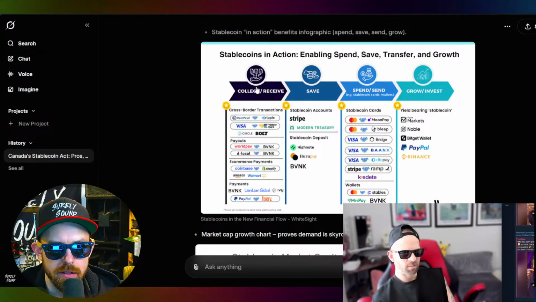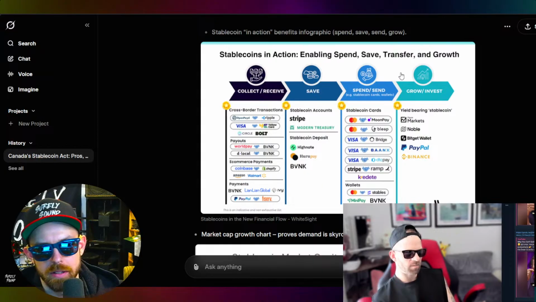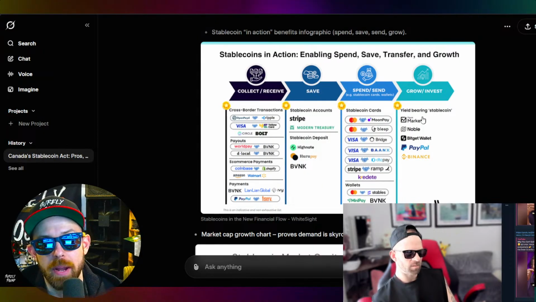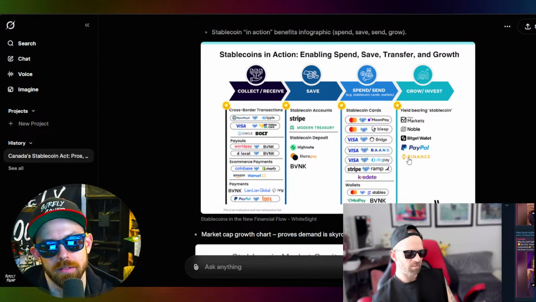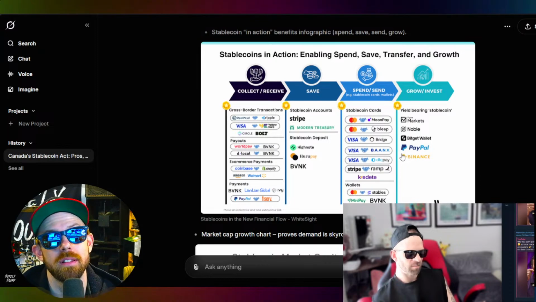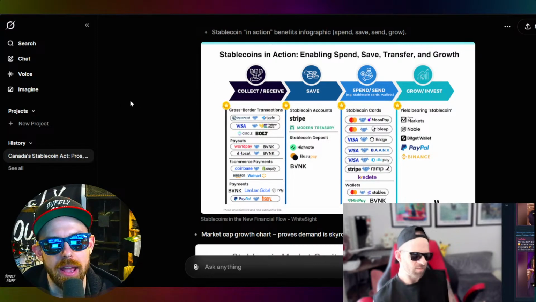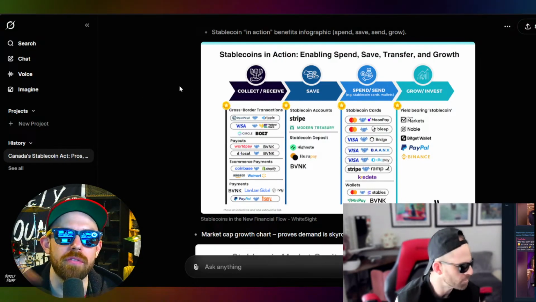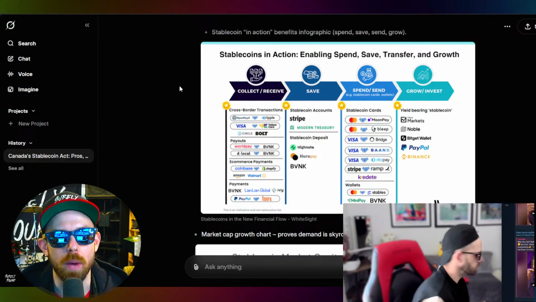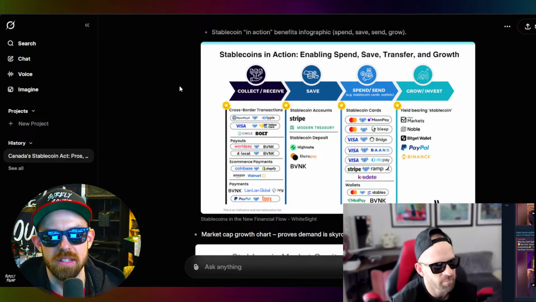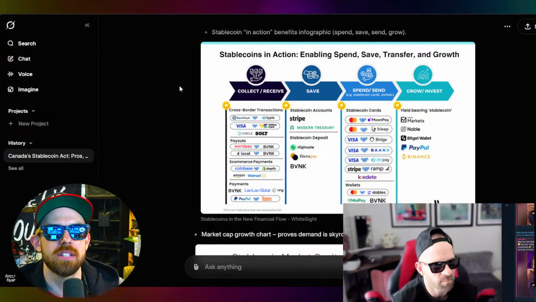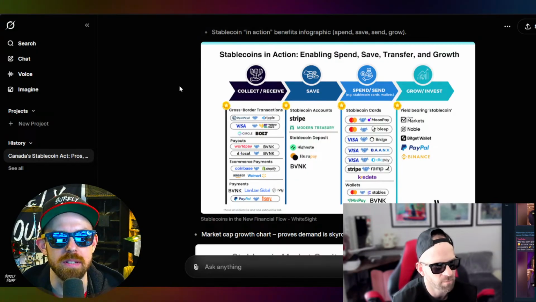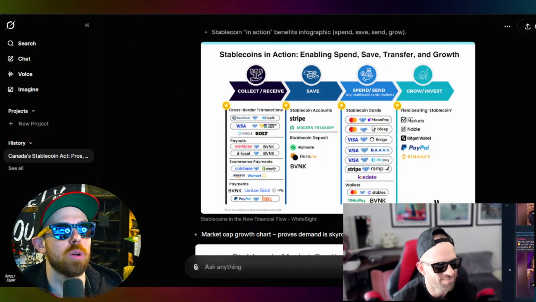Let's see. What does this say? Stablecoins in action, enabling spend, save, transfer, and growth. So they have yield-bearing stablecoins. Somebody was asking me about this the other day, and this is what I wanted to point out. What they're going to try and do to pull people away from Bitcoin is introduce the yield-bearing stablecoin, right? There needs to be incentive for people to hold the stablecoin. So they're going to have to pay people a yield to hold it.